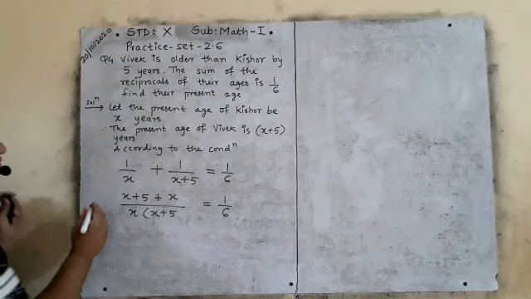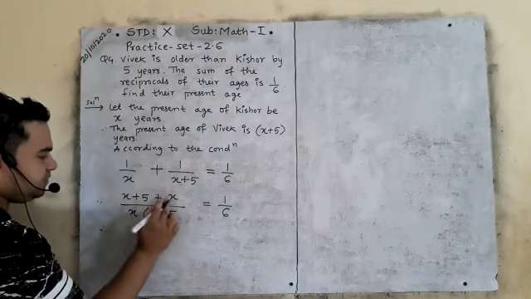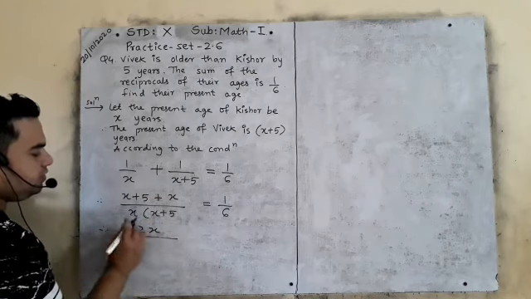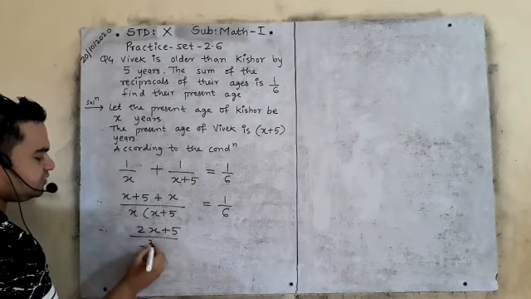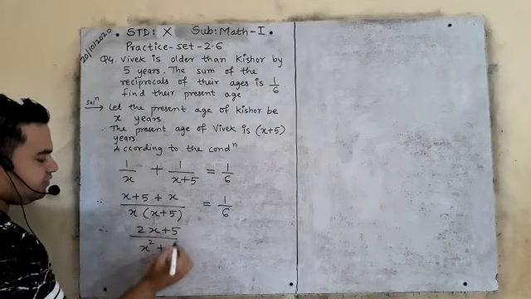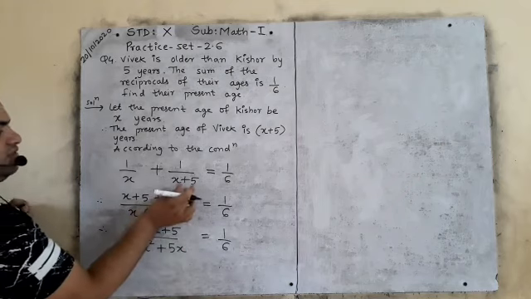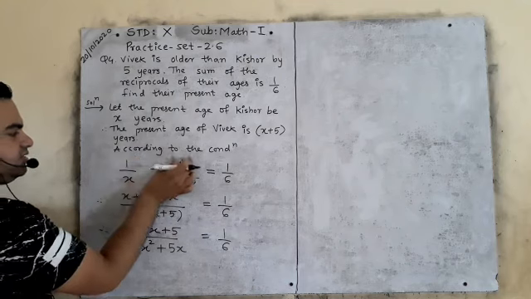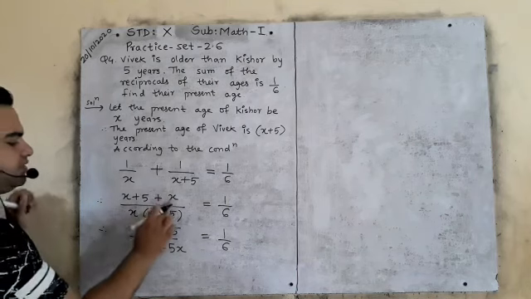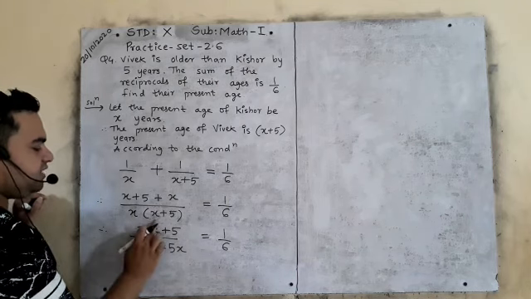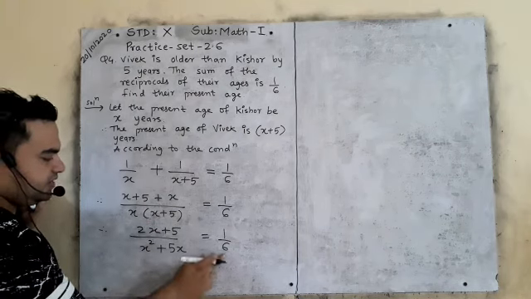Now you will solve it. x plus x is 2x, so 2x plus 5 upon, you multiply, x square plus 5x, is equal to 1 upon 6. What you have done is x plus 5 here, x here, and x multiplied by x plus 5. Is it clear? Now x plus x is 2x plus 5, and x into x plus 5 gives x square plus 5x. Now you will cross multiply.